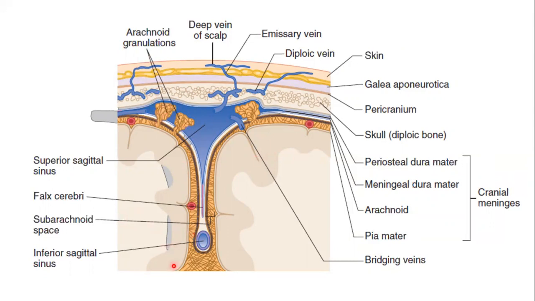You see various spottings over here. This is the meningeal layers, you know already, right? These are the cranial meninges. This is the pia mater. This is the arachnoid mater. And this is the meningeal layer of the dura. This is the periosteal layer of the dura. These are the three cranial meninges. These are the bridging veins. So this is the pericranium.